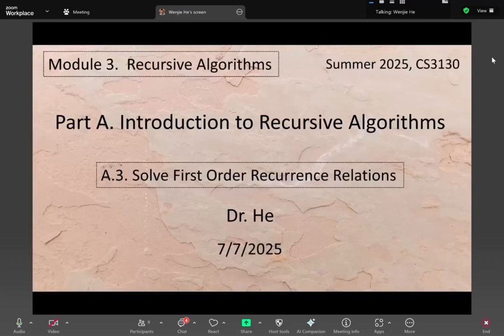Next, the last topic of part A, 8.3: solve first order recurrence relations. Here there is one question left, the last question. How many disk moves? In our 3-disk problem, we know we need to make 7 moves. So when n equals 3, we need 7 moves.